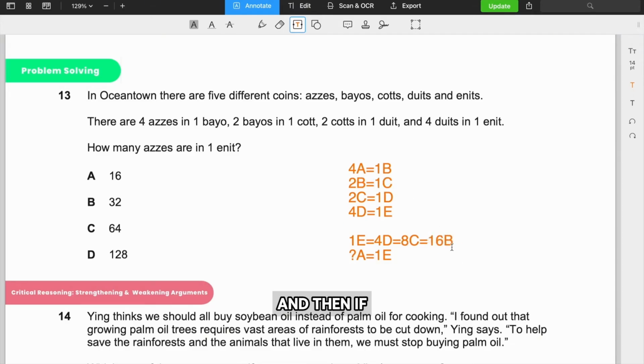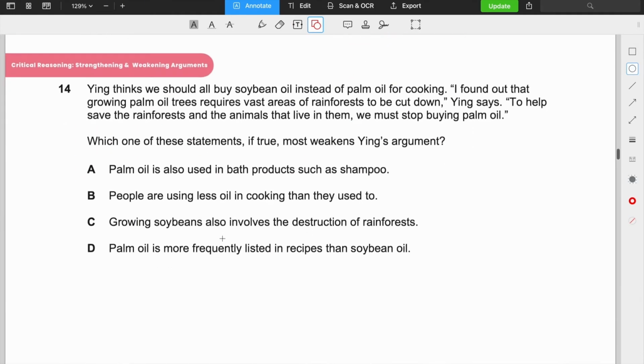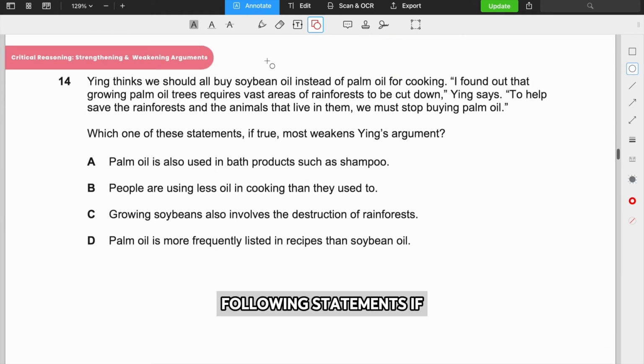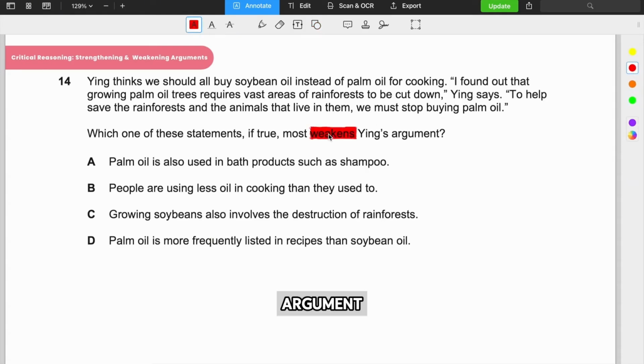And then if you go to B, we have 1B equals 4A, so 16B equals 16 times 4A, which is equal to 64A. So the answer to our question, how many A's are there in 1E, is 64. Option C. Okay, which of the following statements, if true, most weakens Ying's argument?